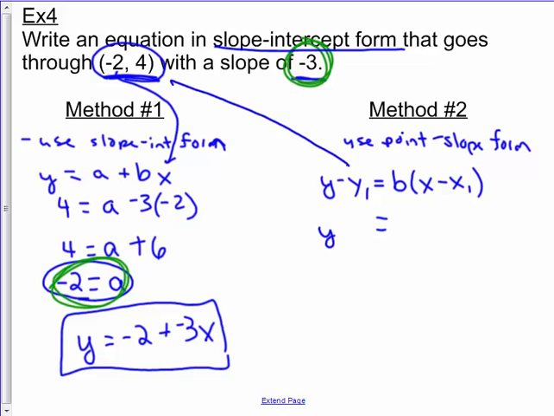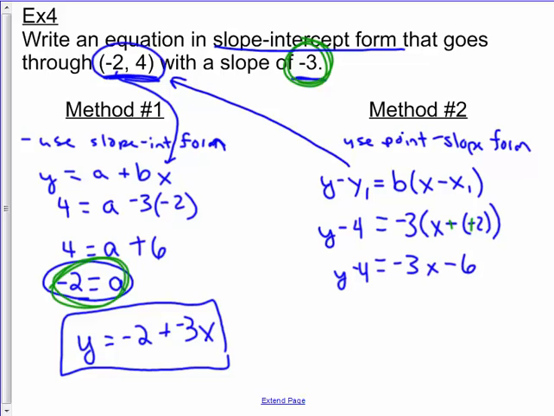So I'm going to plug in my points here. y1 is 4, so y minus 4, b is negative 3, x minus negative, I'm going to put it in parentheses because it's a negative 2. Minus a negative is really plus. So I have y minus 4. I change x minus negative 2 to plus 2. And then I'm going to distribute, negative 3x plus 6.